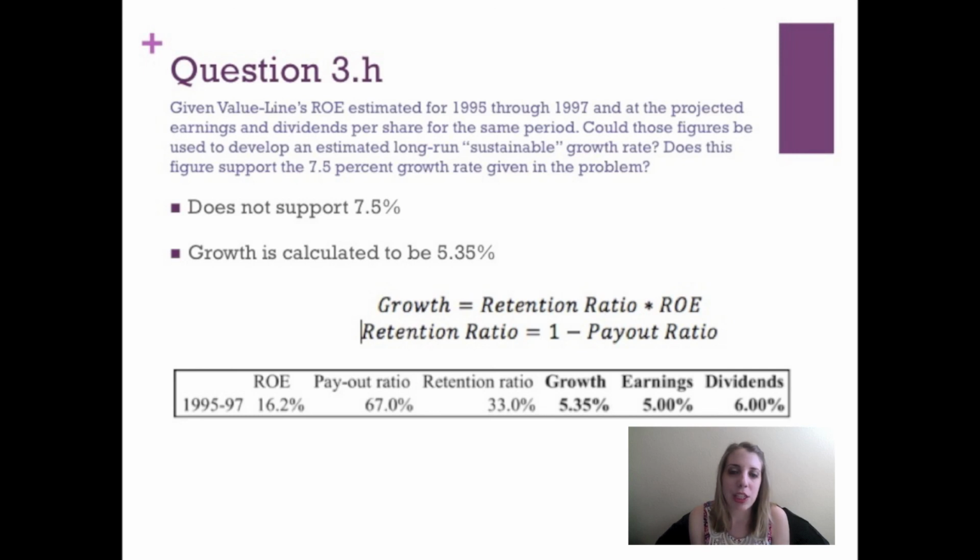So question 3H actually questions whether 7.5% is a reasonable growth rate, and when calculating the actual growth rate by taking the retention ratio times the return on equity, I get a growth rate of 5.35%. So that goes against the 7.5% that they are using. And when looking at the earnings and dividends, they are closer to that 5.35% as well. So 7.5% is not a good rate to use.